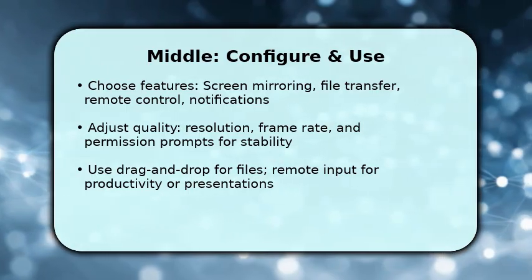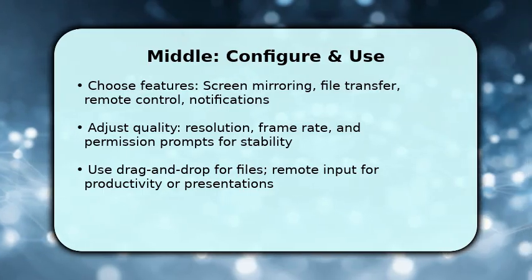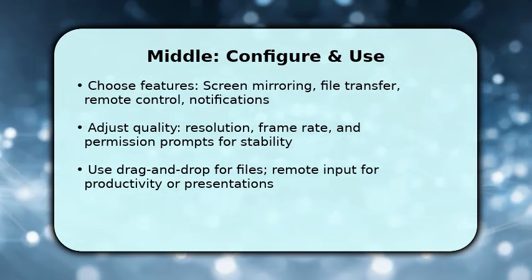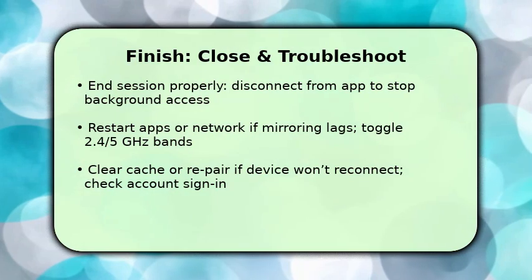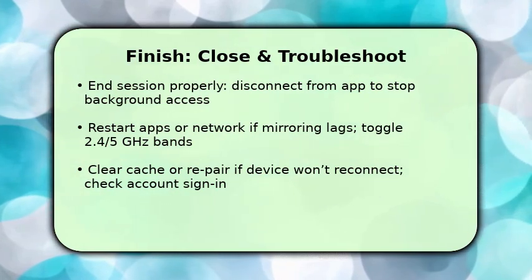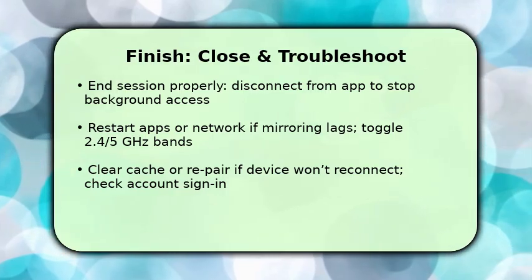Use the drag and drop area for quick file moves, and when you need precision, switch to remote input to type or use the mouse. This streamlines workflows like presentations. To finish, properly end the session by disconnecting from OnePlus Connect so background access stops and battery drain is minimized.